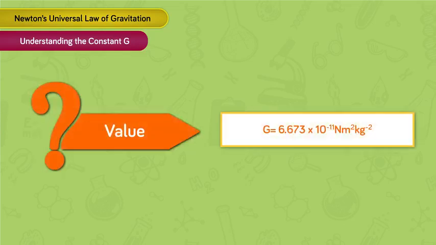Number 3. The value of G. Universal gravitational constant G is equal to 6.673 times 10 raised to minus 11 newton meter squared per kilogram squared (N m² kg⁻²).